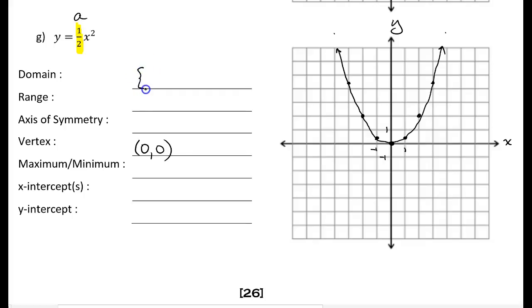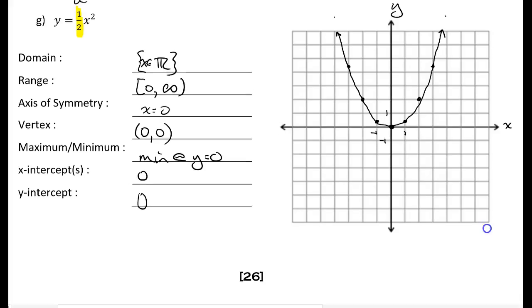The domain has not changed. I can still plug in anything for x. My range didn't change from the previous one, or my parent one, because I haven't shifted it up or down. My axis of symmetry is still the same as the parent function because my vertex didn't move left or right. My minimum, because my vertex hasn't shifted again, is still going to be the same. Finally, my x and y intercepts are also still the same. So that a value really does a number on the graph in terms of what it looks like, but it actually doesn't change the characteristics.